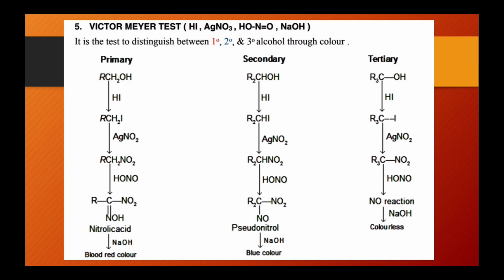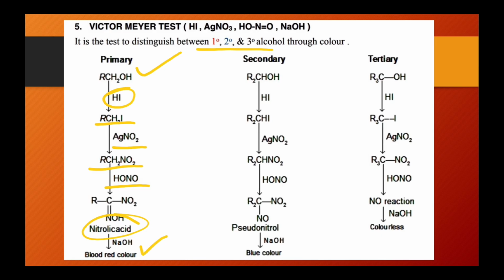The next very important test is the Victor Meyer test. This test is also used to distinguish between primary, secondary and tertiary alcohols through color. For example, a primary alcohol is first reacted with hydrogen iodide to form alkyl iodide, then silver nitrite to form nitroalkane, then nitrous acid, HNO2, to form nitrolic acid. Further, this nitrolic acid reacts with NaOH to form a blood red color. Primary alcohols give blood red color.